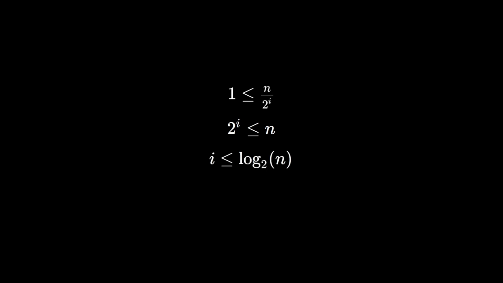So as long as we've gone through log n iterations or less, the range might still contain one element, and we start one more iteration. But after this one more iteration, the range will be empty. So the number of iterations is at most the binary logarithm of n plus 1.